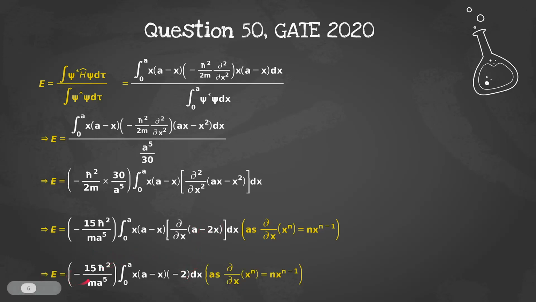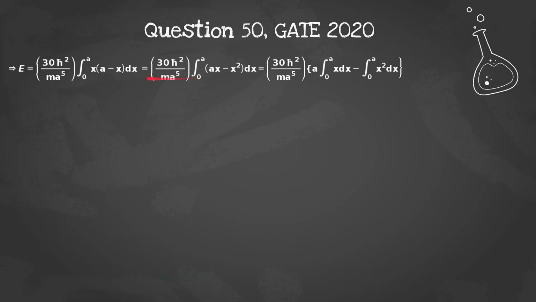So the final form of this part becomes 30 h square by m a to the power 5, and the remaining part looks something like this: 30 h square by m a to the power 5, integral from 0 to a of x into a minus x dx. And then we have to do the integration. So the final form is integral of a x minus x square from 0 to a. Again, a is constant, it will be taken out of the integration, and minus integral from 0 to a of x square dx.